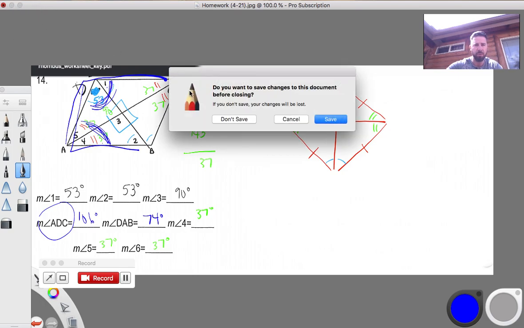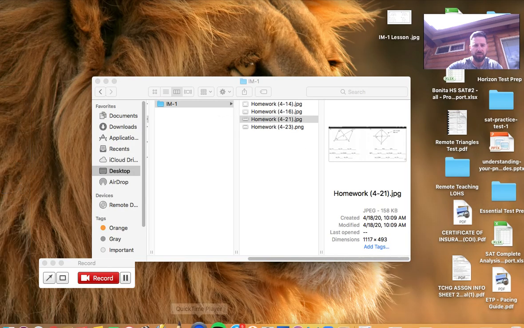Now I'm actually going to pull up... No, I don't want to save that. And I really didn't want to close Sketchbook, did I? But that's okay.